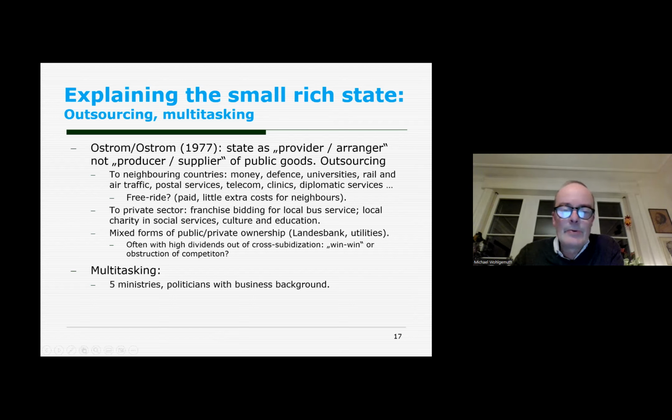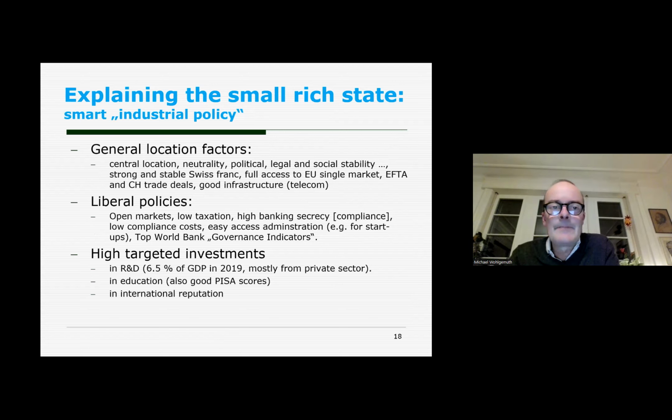Multitasking is also important if we want to organize the administration of the production of public goods or the provision of it. The government consists of 5 ministries, and some have a huge portfolio of very different kinds of political aspects, but it is quite amazing how well it still works. Industrial policy is a very nasty word for classical liberals, but in a way, it is unavoidable for a small state that wants to succeed.